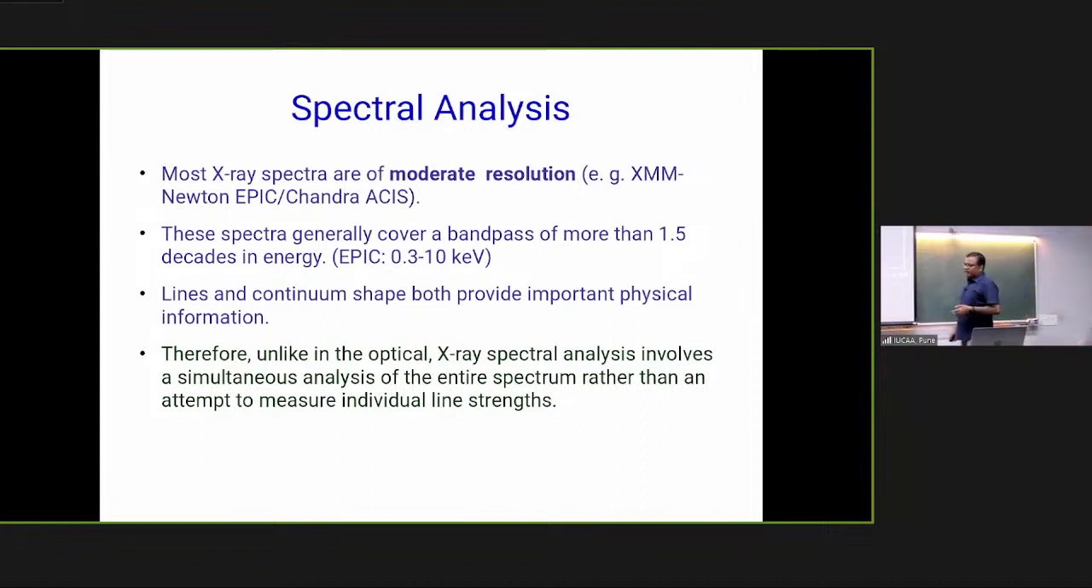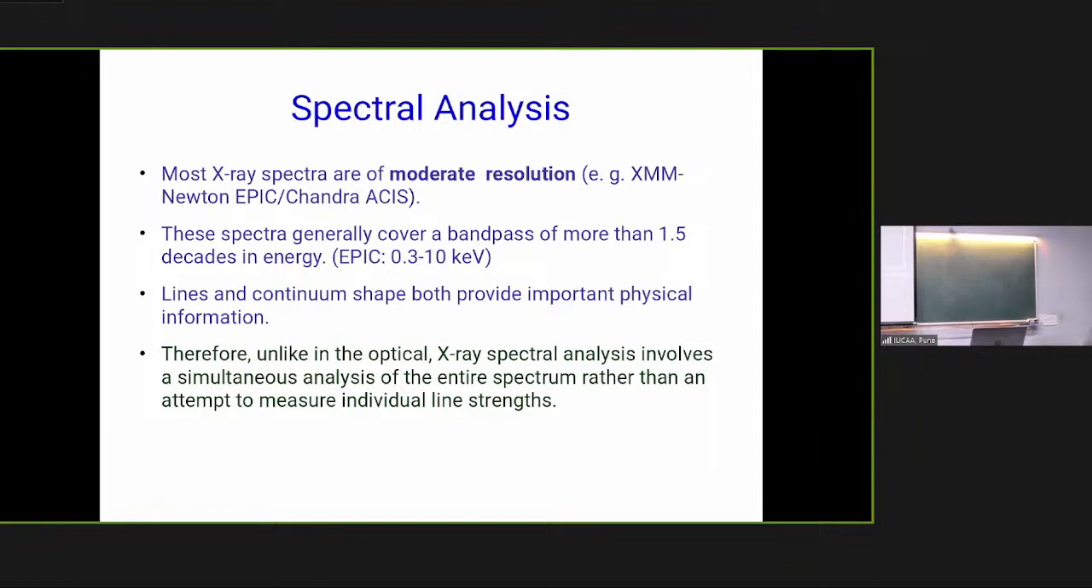Another important thing in X-ray astronomy compared to optical is that the continuum is also very important in addition to the lines. Whenever you are studying the spectrum, you have to study both the lines and the continuum. It's not like in optical astronomy, where many times people are just interested in the lines. They treat the continuum like a background, measure the line intensities, look at the line parameters and then derive the physics.